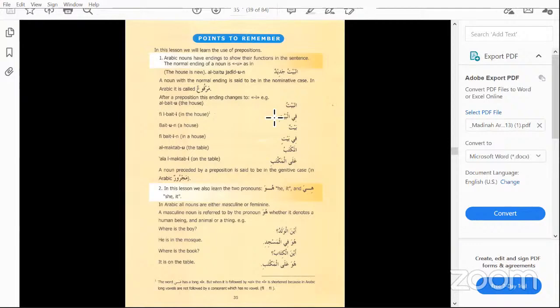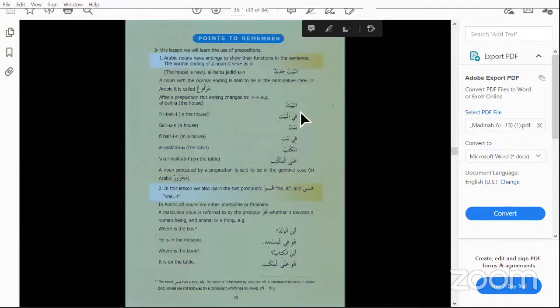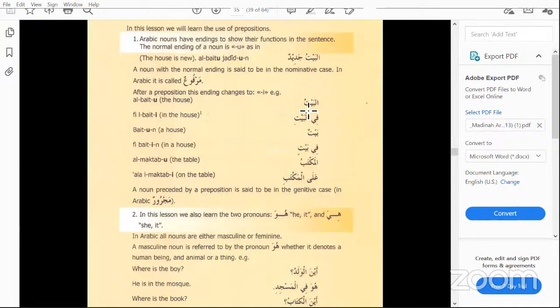So over here, whenever there is a noun and we have al-baytu, and there's alif lam, the default position of every noun before it's in a composition of a sentence, for example, al-baytu jadidun, this is a nominal sentence, because al-baytu is the subject, jadidun is the predicate. So always the noun is given a dhamma, al-baytu. And in Arabic, this is called the nominative. In English, it's called the nominative case.